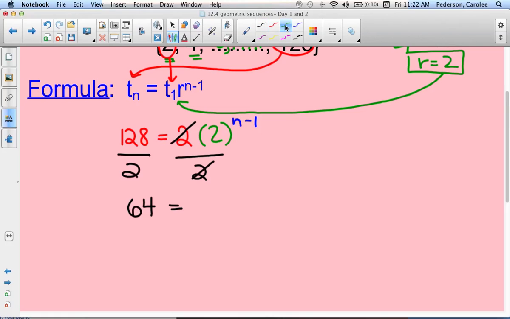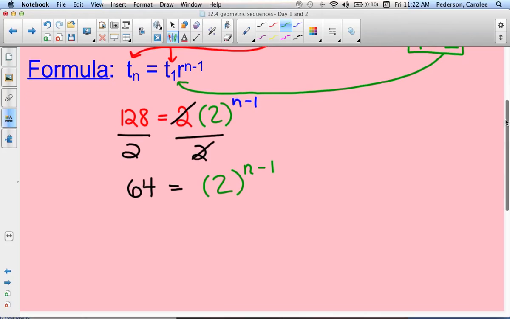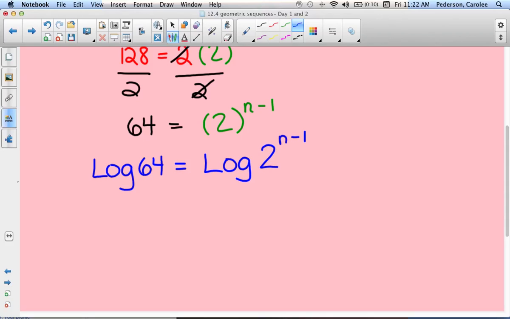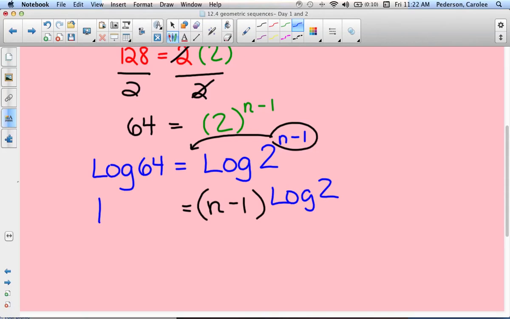And then now on the right we have 2 raised to the n minus 1. And we want to find out what n can be. So we're going to take the common log of both sides. So we're going to take log of 64 equals log of 2 raised to the n minus 1. And what this allows us to do is to bring down this exponent down in front. So now it's n minus 1, and then I have the log on the right, and then the log on the left.